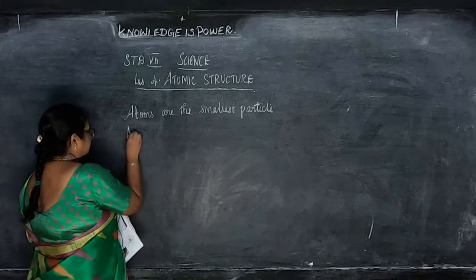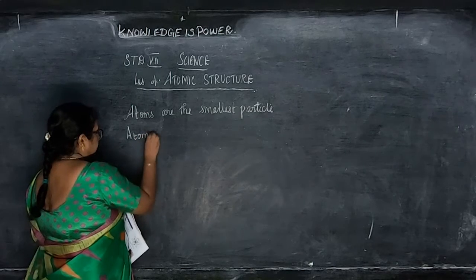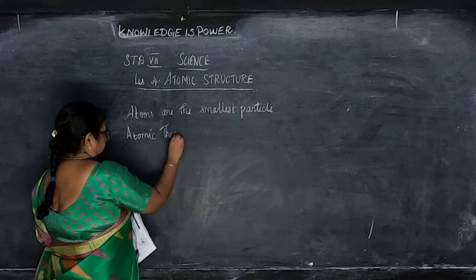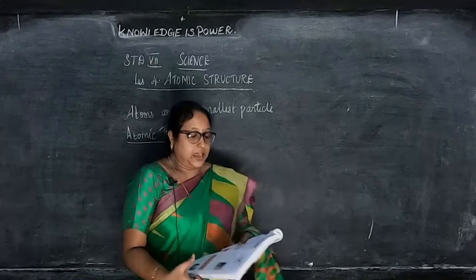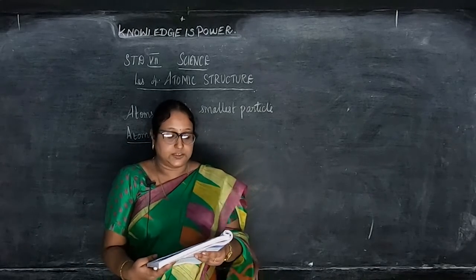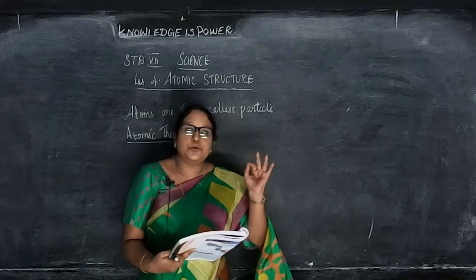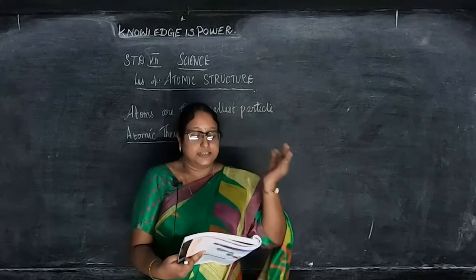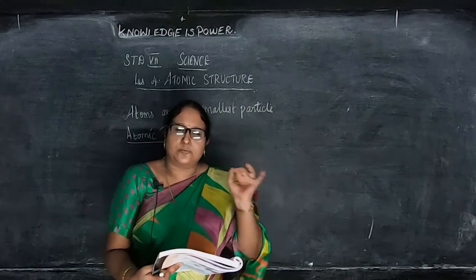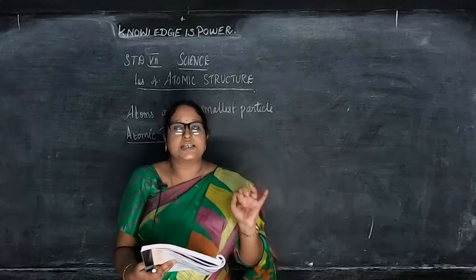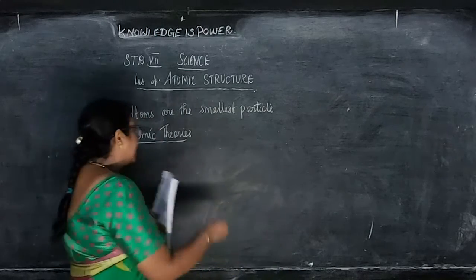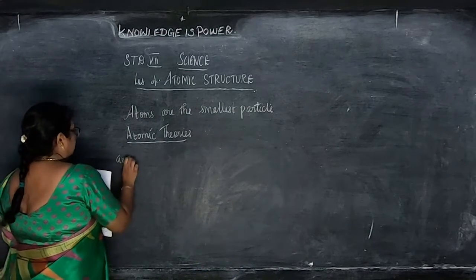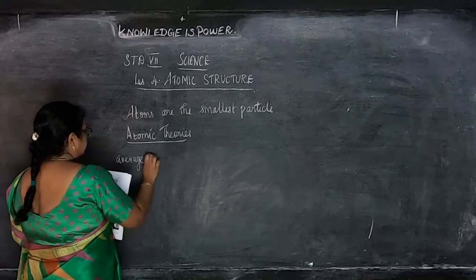Now what are we going to see first? Atomic theories. So first one is the atomic size. Okay. Now an atom is 1,000 times smaller than the thickest human hair. So our hair, okay, an atom is 1,000 times smaller than the thickest human hair. Now it has an average diameter.